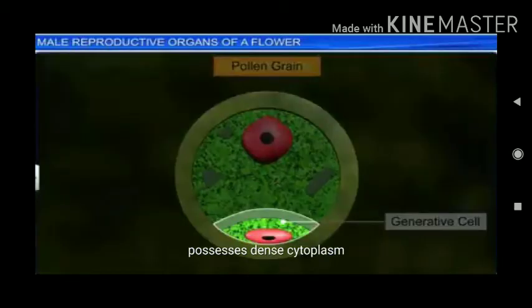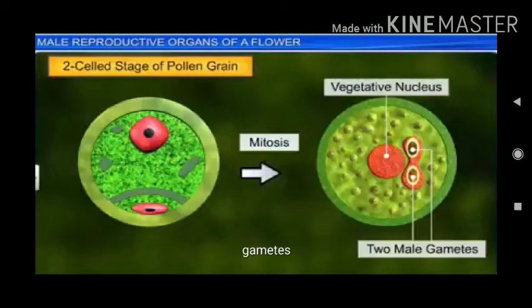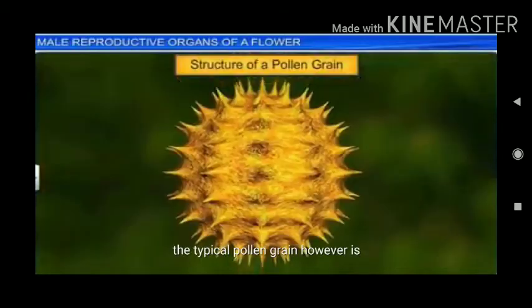Now the nucleus undergoes cell division. It forms two cells, the generative cell and the vegetative cell. The generative cell undergoes mitotic cell division and forms two male gametes, and this is the structure of the pollen grain.